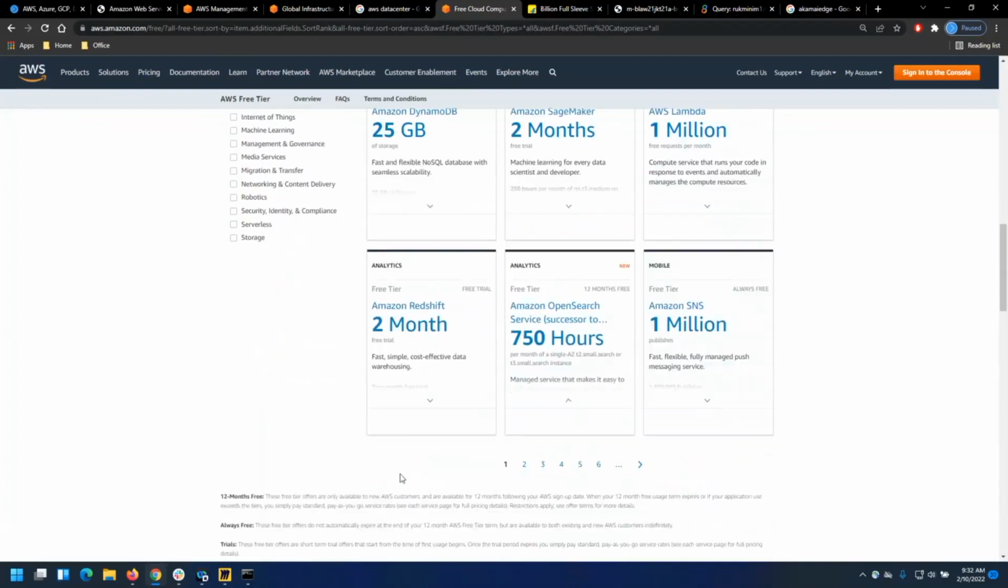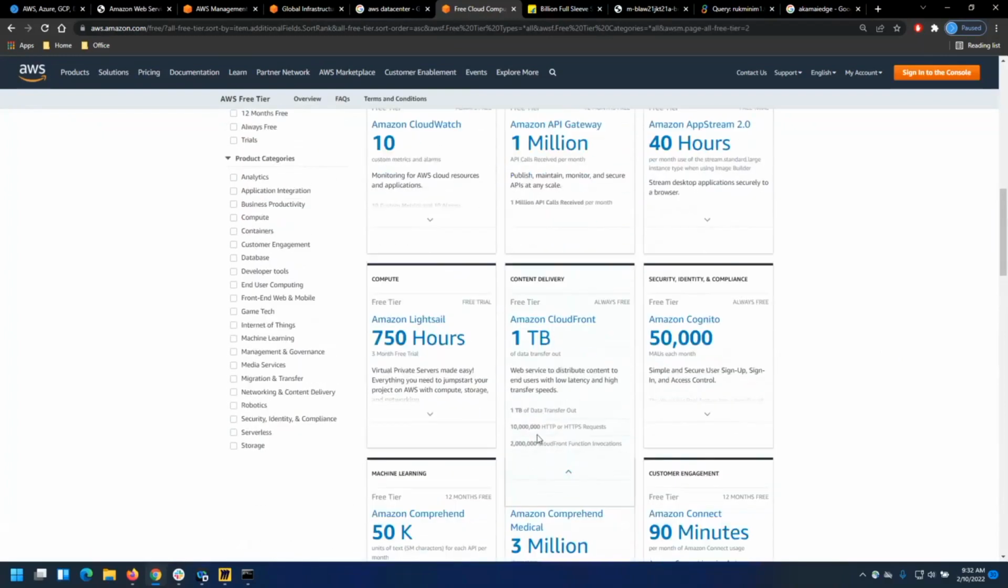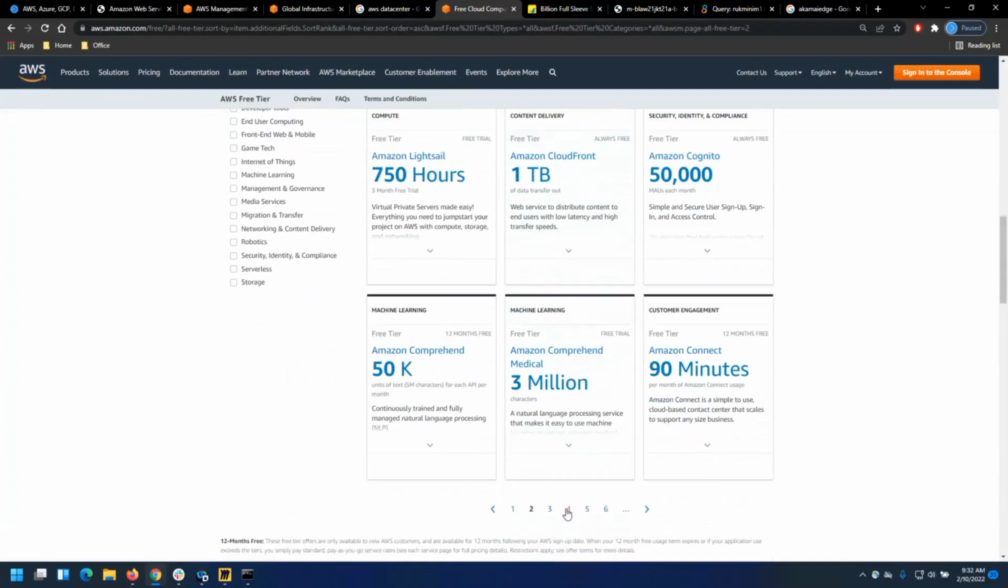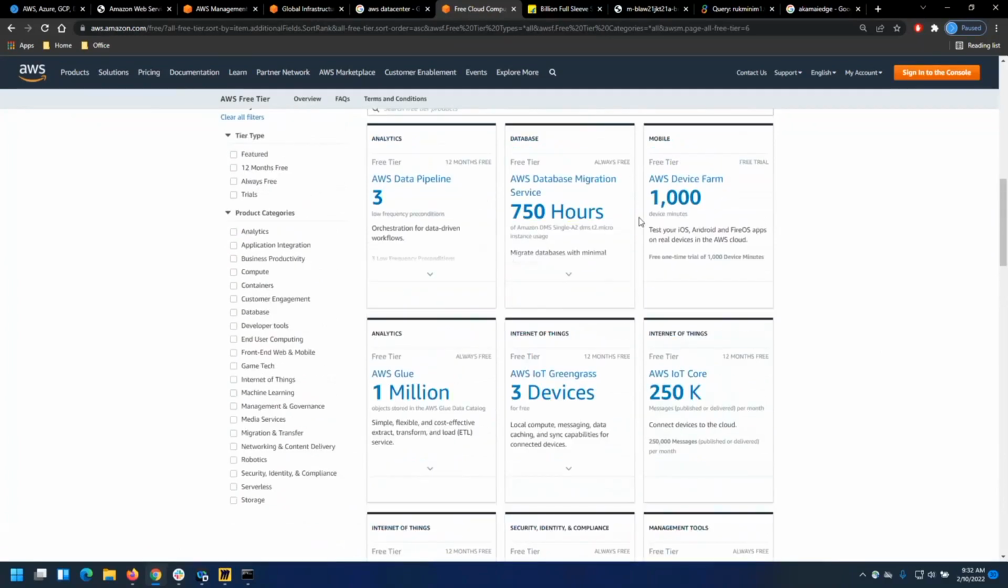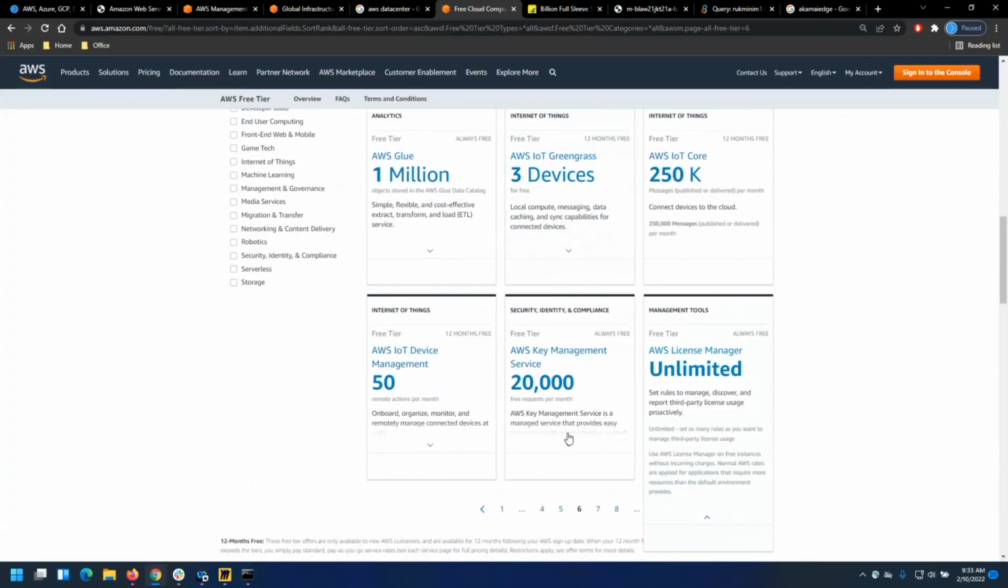And similarly, you have a lot more services. Each and every service is clearly mentioned here: which is free, how long it is free, and what mode of service it is free. So let's see, database migration service, 1 month free, T2 micro again, right? And then your key management service. Your key management is your authentication passwords tracker within AWS. It is free for 20,000 requests in a month. If it is going beyond that, then you have to pay.